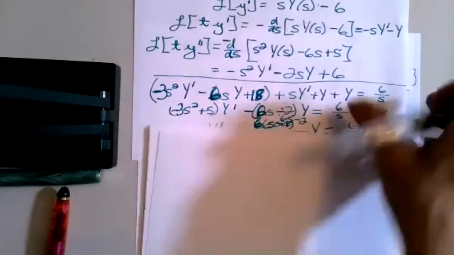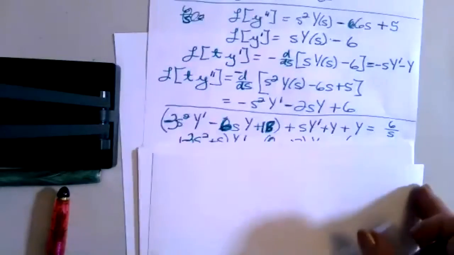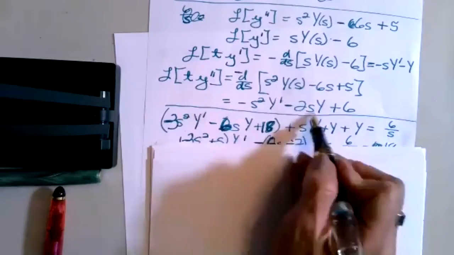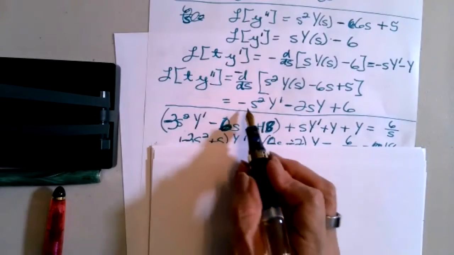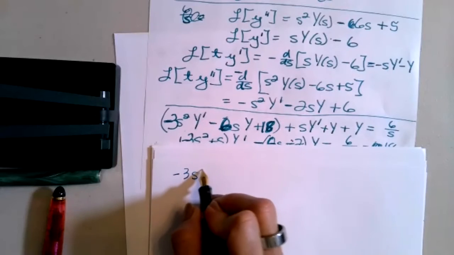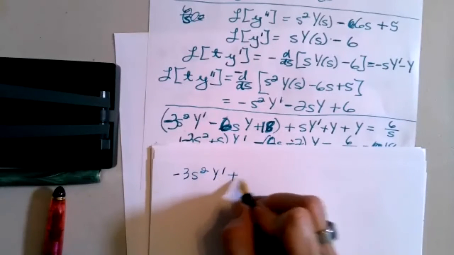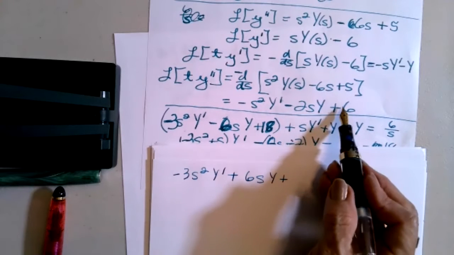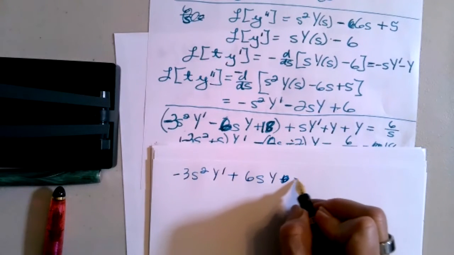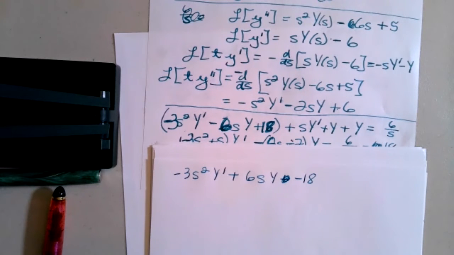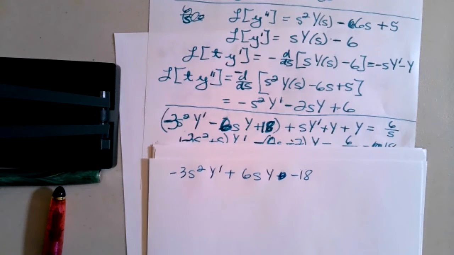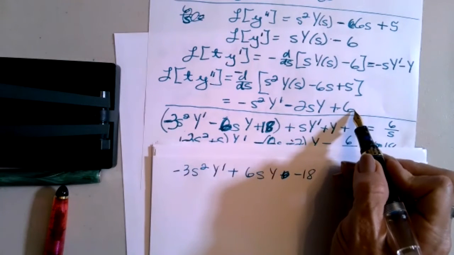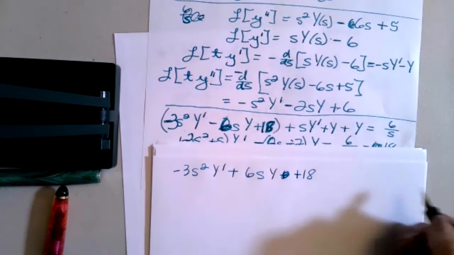Start again. Okay, so we take 3t y double prime, and you're taking the Laplace transform of that. So I'm multiplying this by 3. That gives me a minus 3s squared y prime plus 6sy, plus I'm multiplying by minus 3. So that gives me a minus 18. No, I'm just multiplying by 3. Sorry, I'm multiplying this by 3. That's a plus 18.